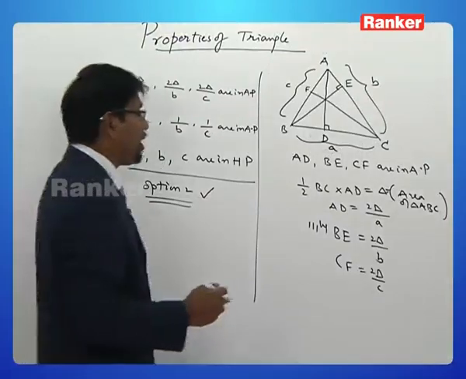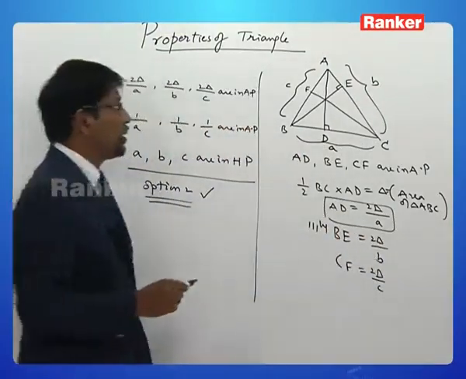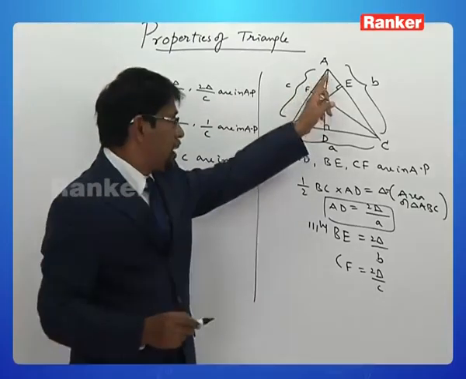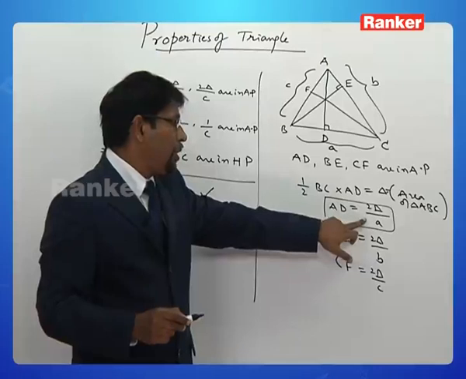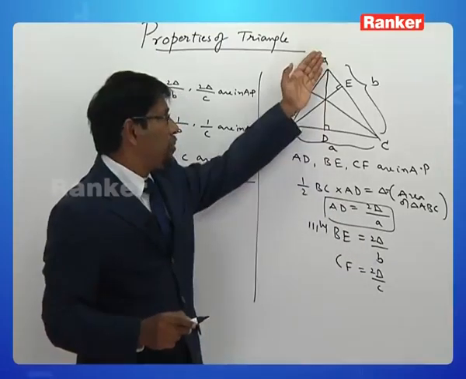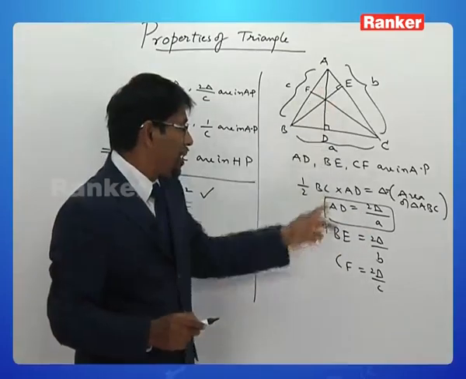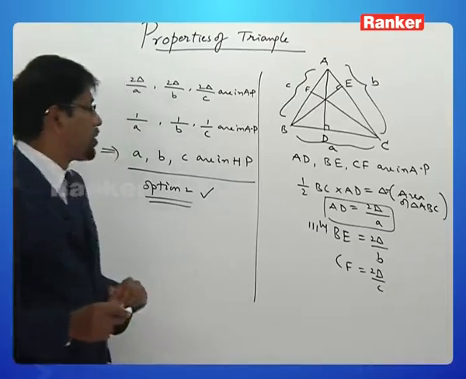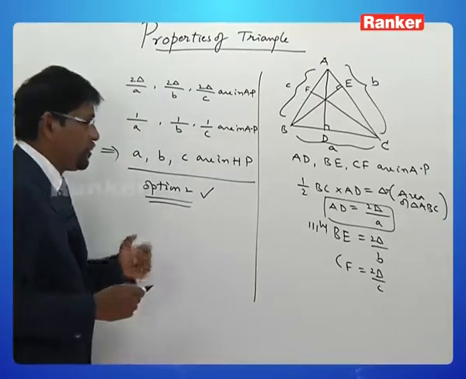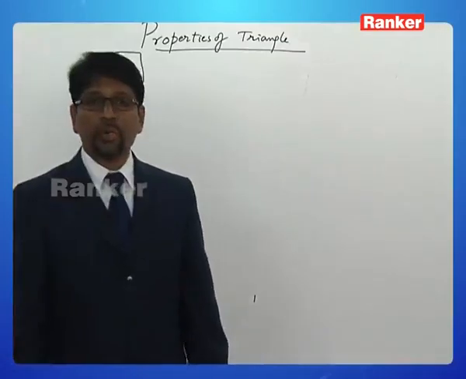One thing that we need to bear in mind is the altitudes are given by 2 times the area of the triangle divided by the side onto which the altitude is drawn. So 2 delta by a, 2 delta by b, 2 delta by c. These are the altitudes, and we have the option 2 here. Let's move on to the next question.